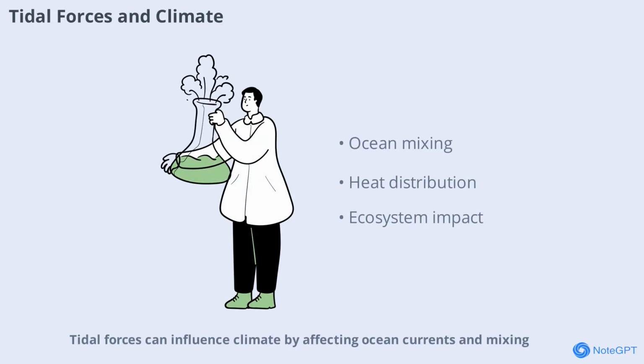Tidal forces can influence climate by affecting ocean currents and mixing. The movement of tides helps distribute heat and nutrients throughout the oceans, impacting weather patterns and marine ecosystems. This subtle but important effect highlights the interconnectedness of celestial and terrestrial processes.